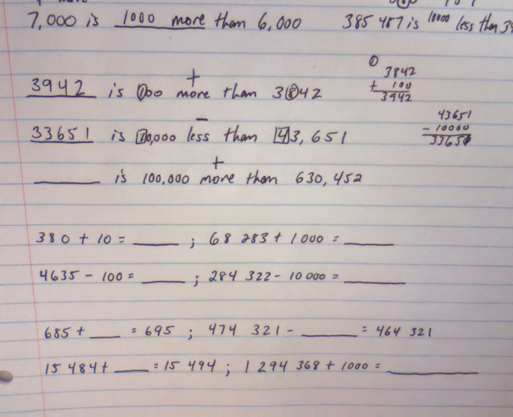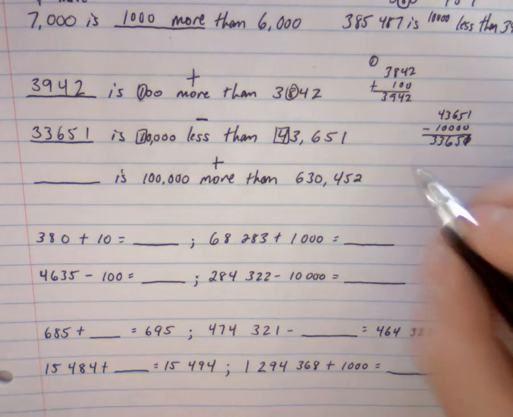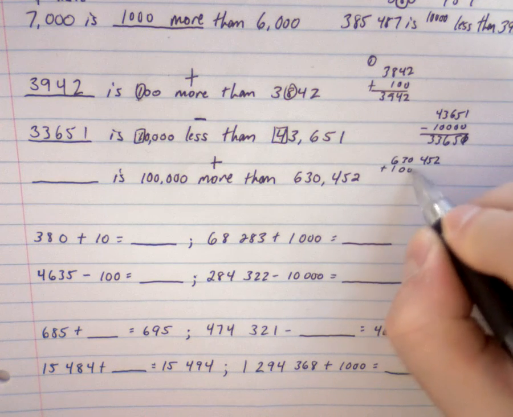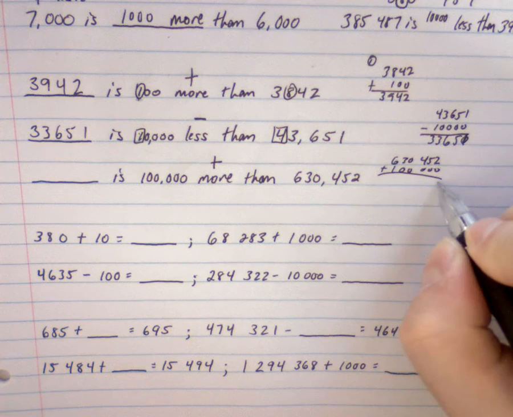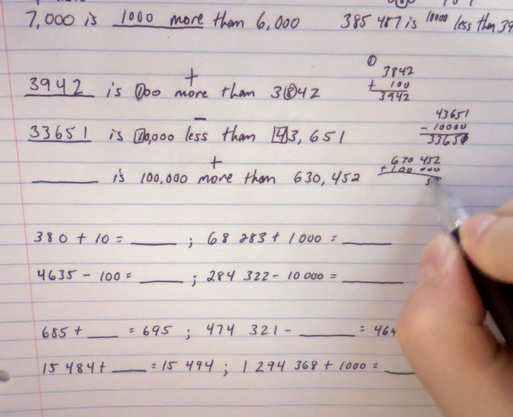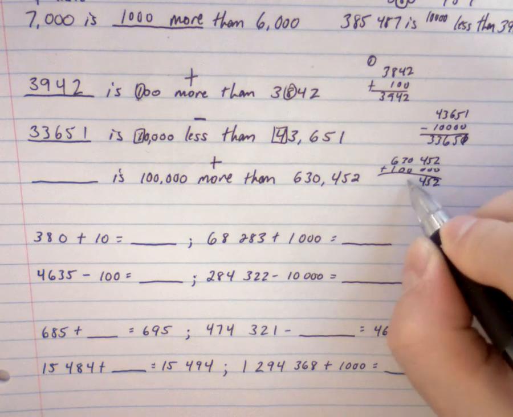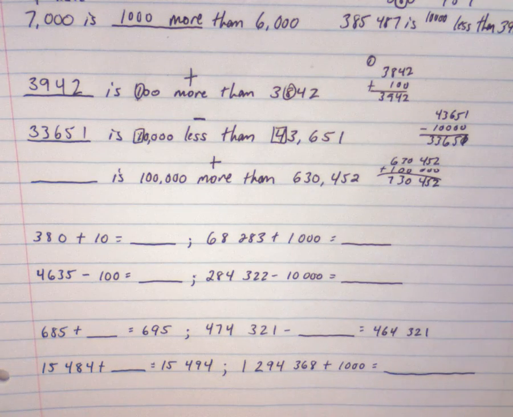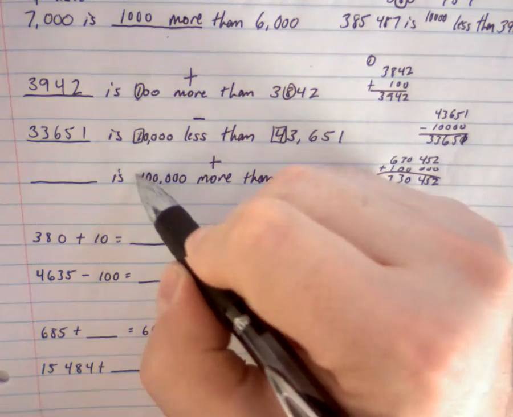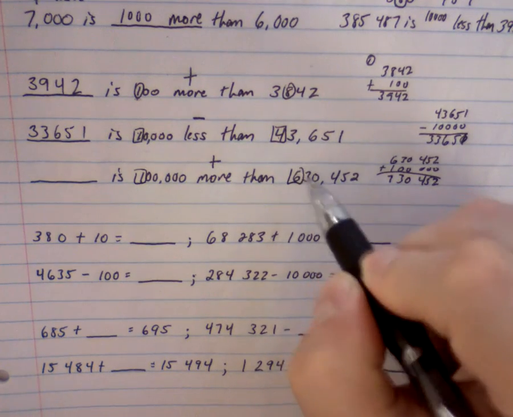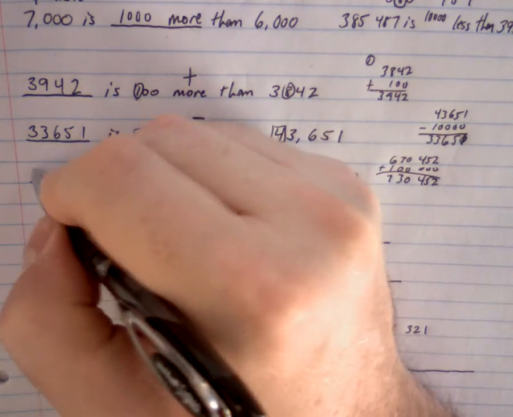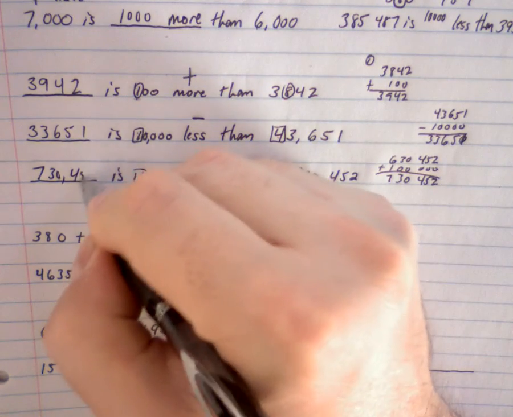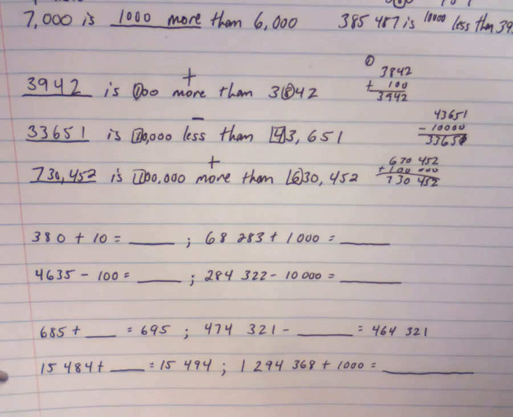630,452. Okay, again, we can do it either way. 630,000 plus 100,000. And then we add 2 plus 0 is 2, 5 plus 0 is 5, 4 plus 0 is 4, 3 plus 0 is 3, 6 plus 1 is 7. Or we can just take our place values. 6 plus 1 is 7. Plug in the rest of the numbers, just as I did it here.